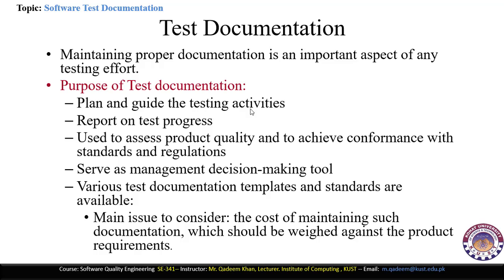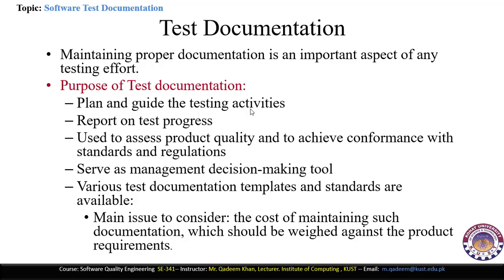Here all the testing activities will be planned, and then that plan helps us to perform the different testing activities. Then we have report on test progress. So these documents will provide us complete progress about the testing that is going on. Then we have the use to assess the product quality and to achieve conformance with the standards and regulations. So here we will identify different sorts of standards and regulations that are used to produce the product quality. So these standards and regulations will be the IEEE standards and regulations.